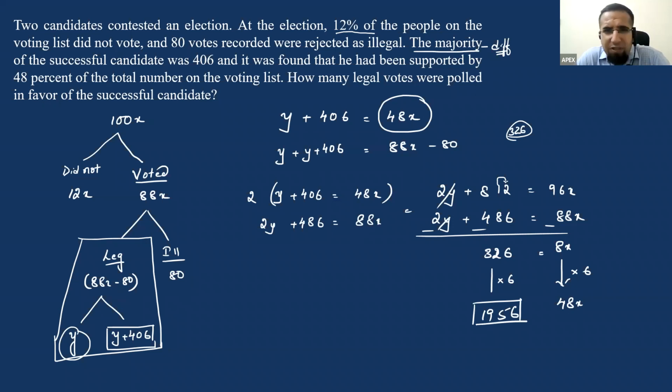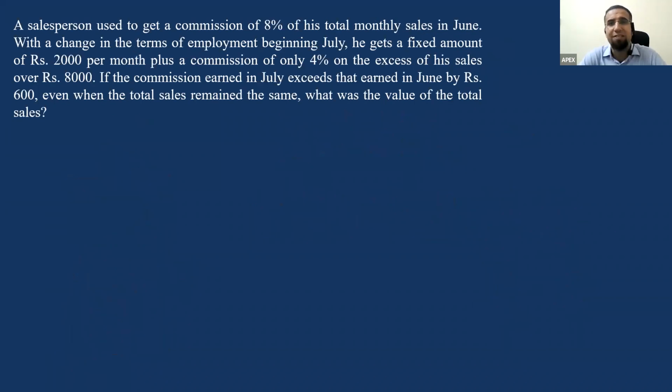And not a difficult question according to me. It's a basic question on percentages. So for the first question, you should have definitely solved it. So 3 marks in your bag in the beginning of the paper. Now let's get to the second question. Again, a very familiar question here. A salesman used to get a commission of 8% of his total monthly sales in June.